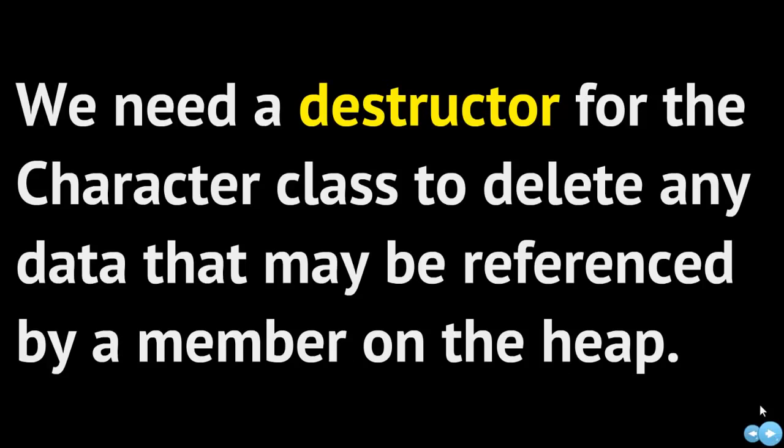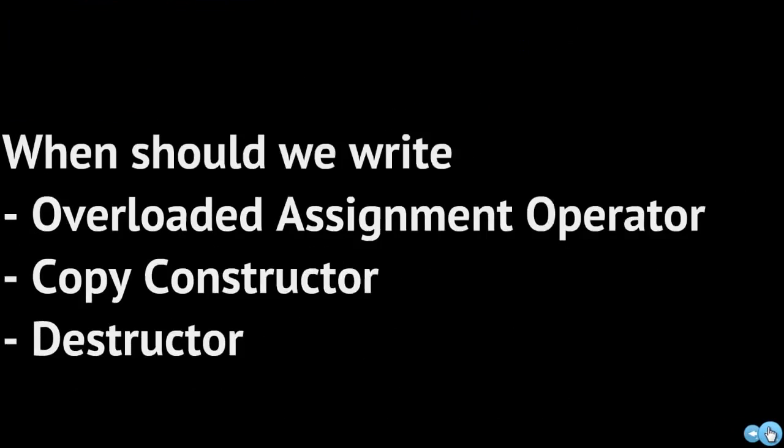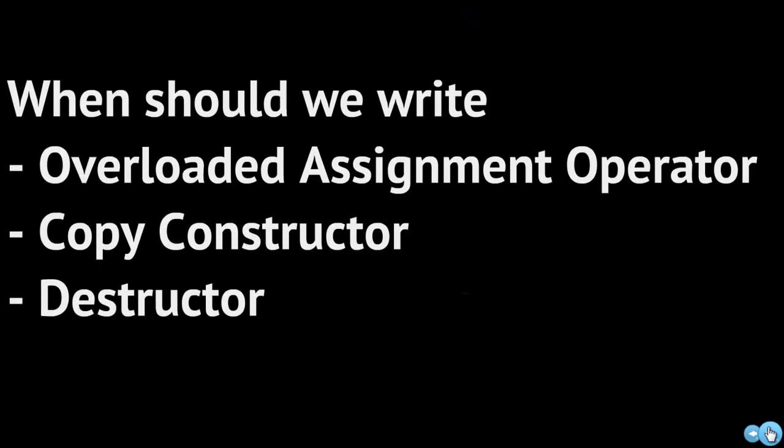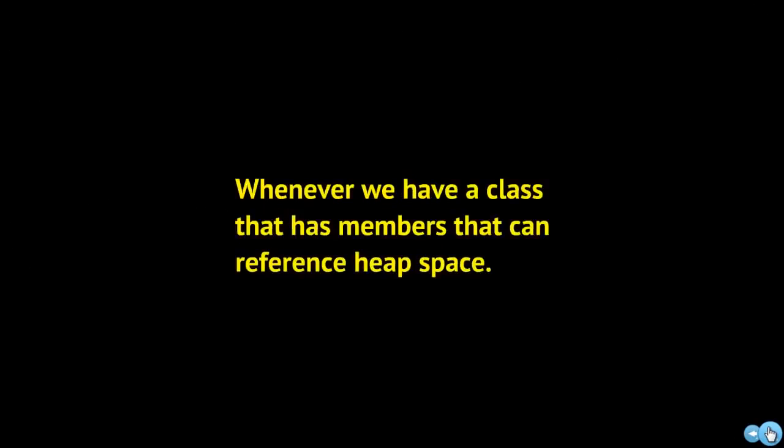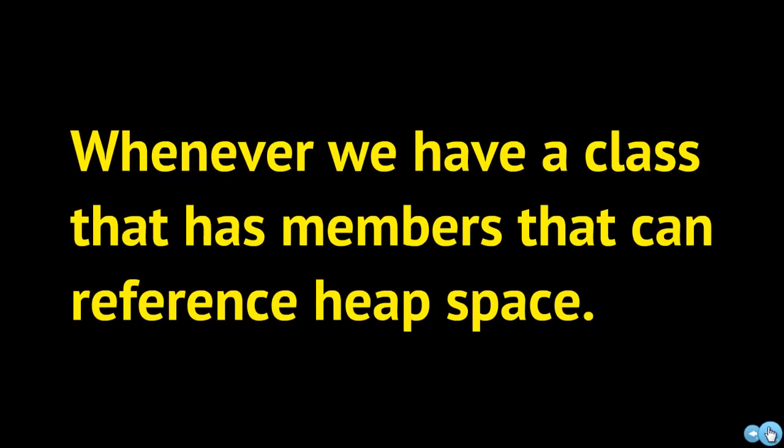All right, so in summary, when should we go about writing the overloaded assignment operator, the copy constructor, and the destructor? Well, it comes down to this. If we have a class in which we have members that can reference heap space, then we should be writing all three of those: the overloaded assignment operator, the copy constructor, and the destructor. And in my next video, we'll go in and write a class in which we'll need to have all three of these and see what the syntax looks like.